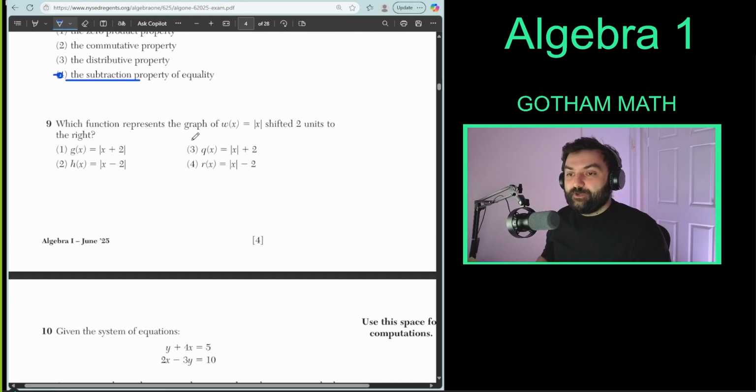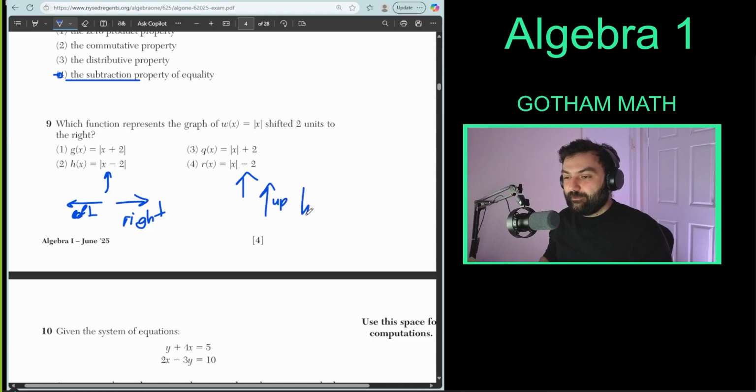9. Which function represents the graph of w of x equals the absolute value of x shifted 2 units to the right? Okay, so here you need to know something. This is not that hard to remember. It goes like this. Inside of the parentheses is left or right shift. Outside of the parentheses, like plus 2, minus 2, outside of those brackets, is up, down.